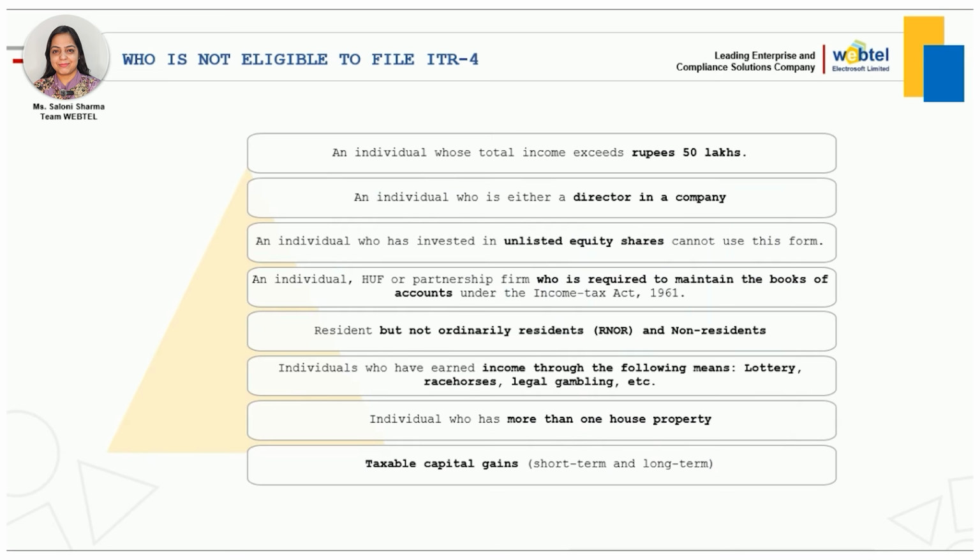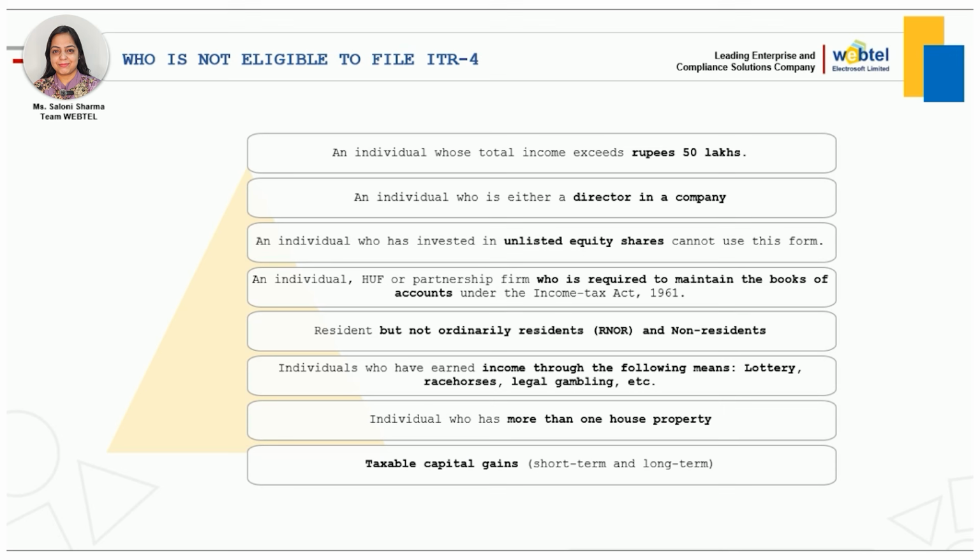Now let's understand who is not eligible to file ITR 4. Individuals who have income of more than 50 lakh, or who were a director in any company during the previous year, or who have made any investment in unlisted equity shares, are not eligible to file ITR 4. Also, if you are an individual, HUF or partnership firm and you are required to maintain your books of accounts as per Section 44AA, then also you are not eligible to file ITR 4.